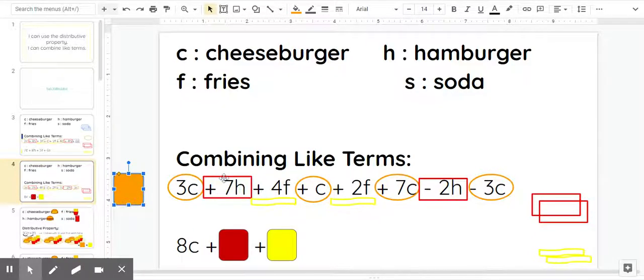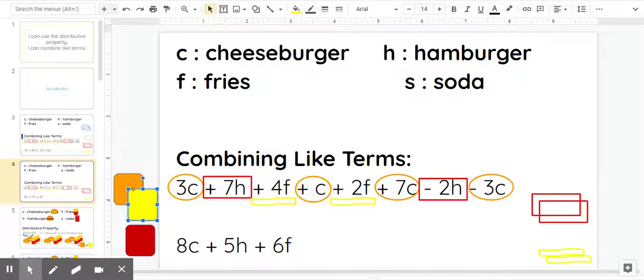For my hamburgers, I have 7 minus 2, which is 5 hamburgers. And for my french fries, I have 4 plus 2, which is 6. Now we don't add these 3 things together because then we won't know how many of each item that we need.